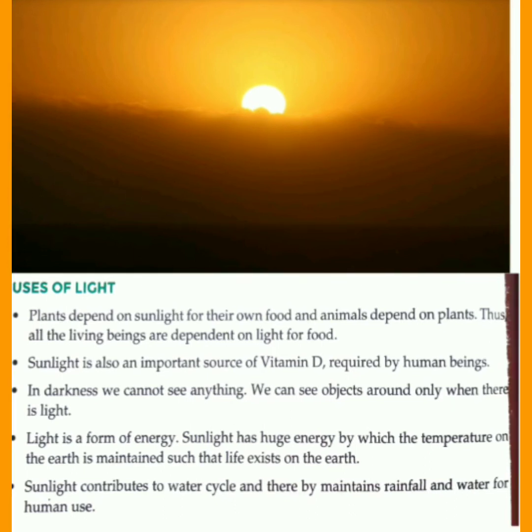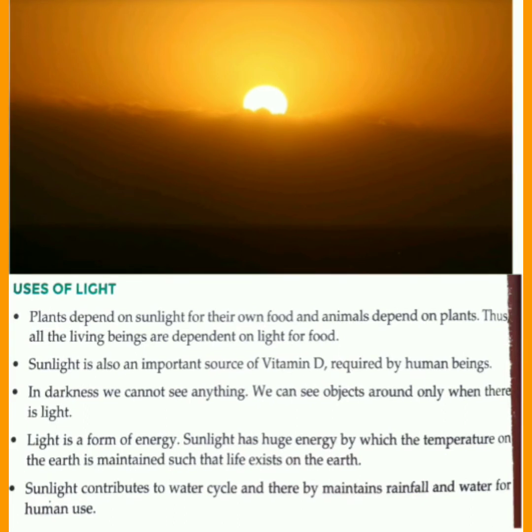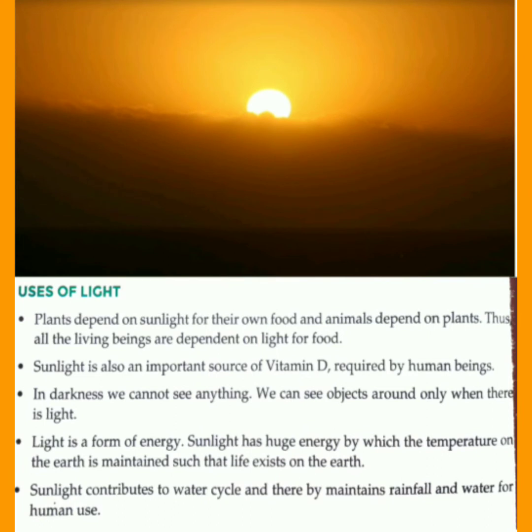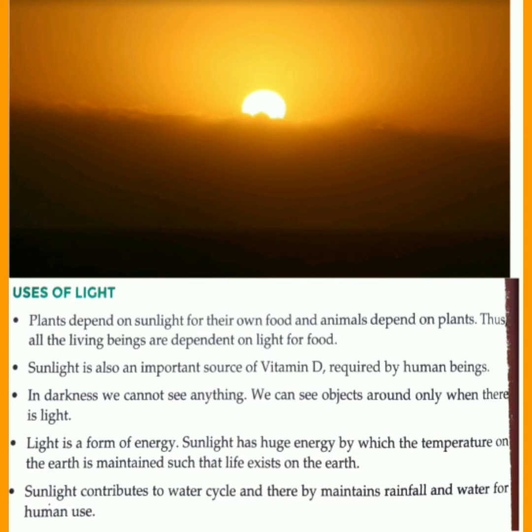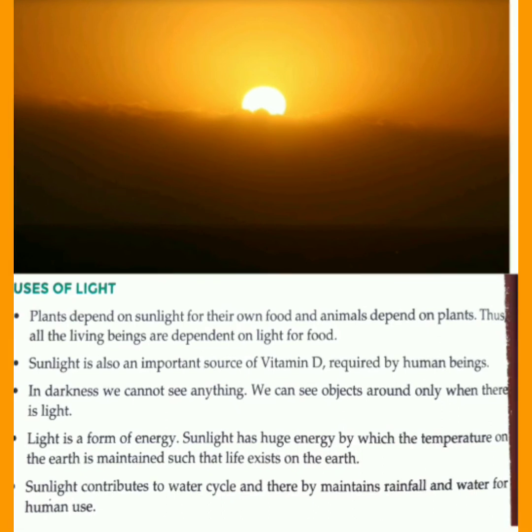Sunlight is also an important source of vitamin D, which is essential for healthy bones. In darkness, we cannot see anything. So sunlight even helps us to see objects around us. As we all know, light is a form of energy. And sunlight has huge energy which maintains the temperature on earth. And that particular temperature is essential to maintain life on earth.